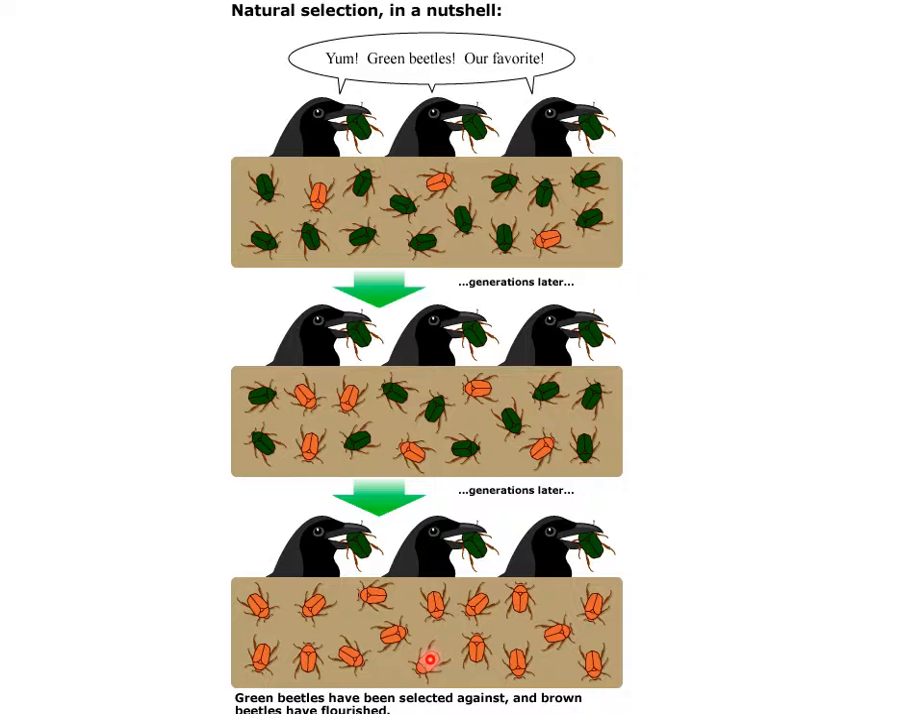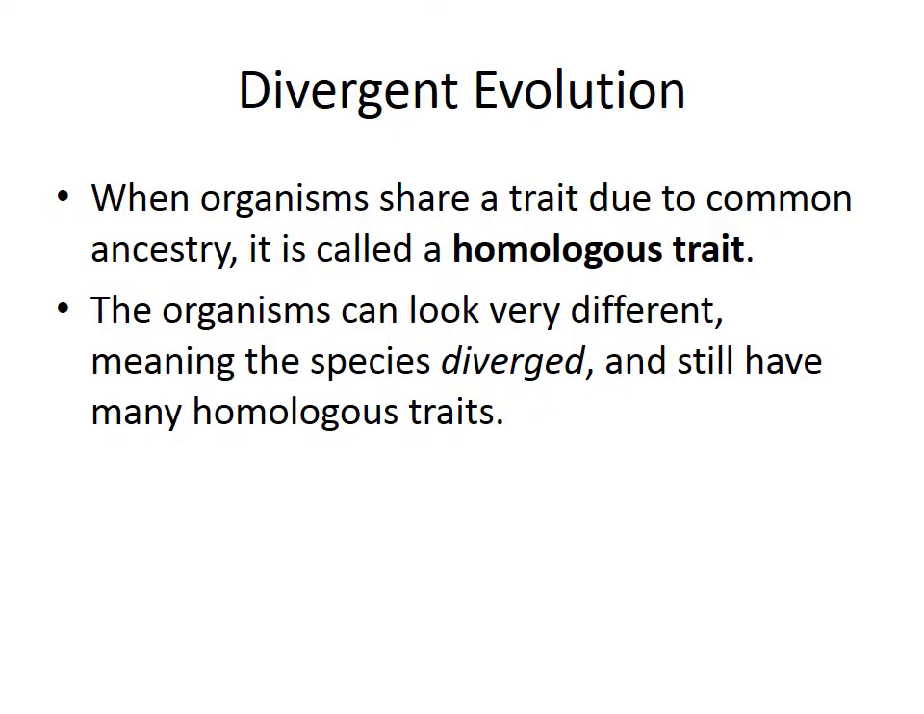Over time, there weren't that many predators, so it kind of balanced. What you're seeing here is exactly what happened there. So this is new. You do not need to know divergent evolution for this class; it's just a way of talking about it. But you need to know homologous trait. That's when organisms share a trait due to common ancestry, it's called a homologous trait.